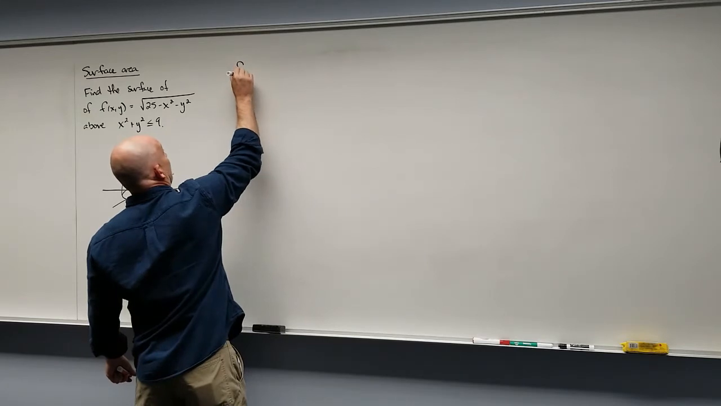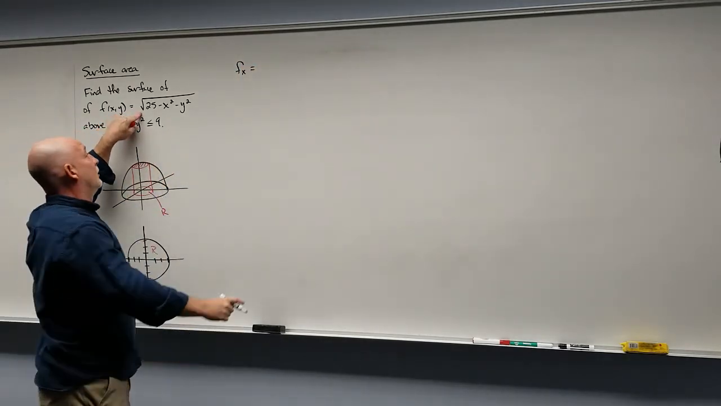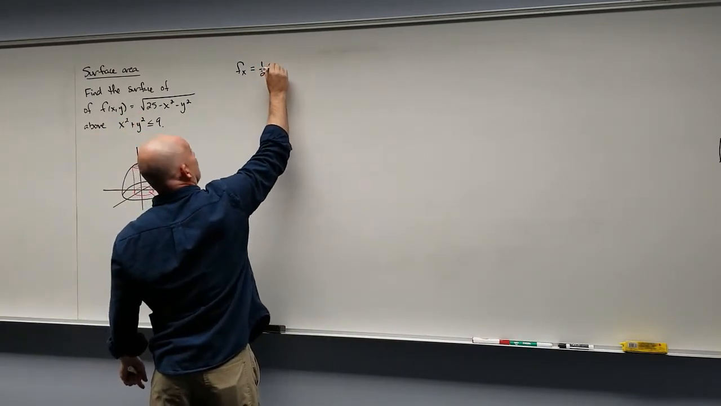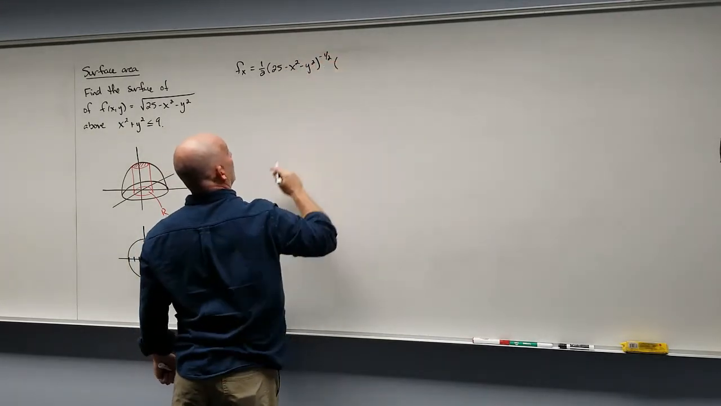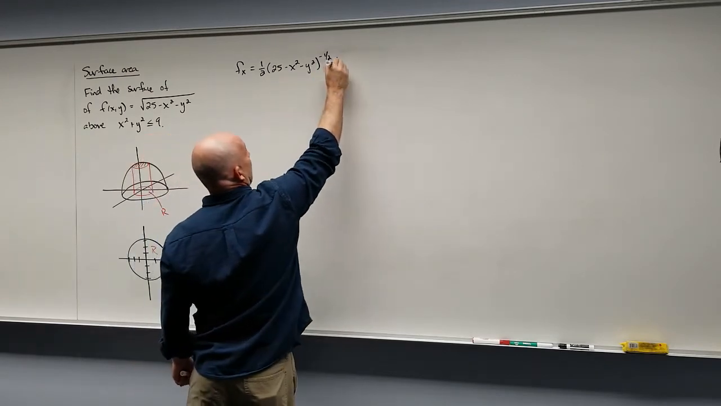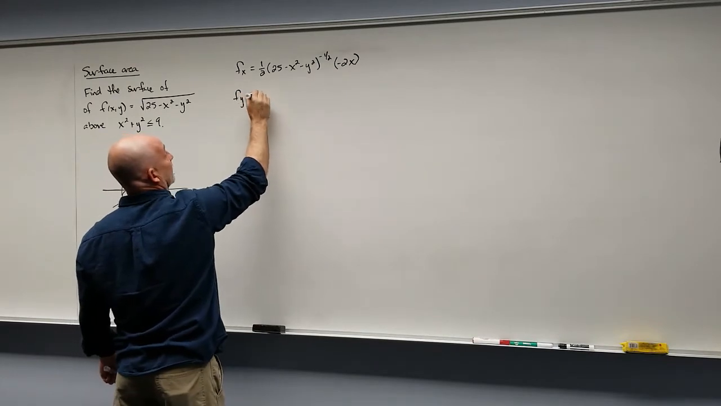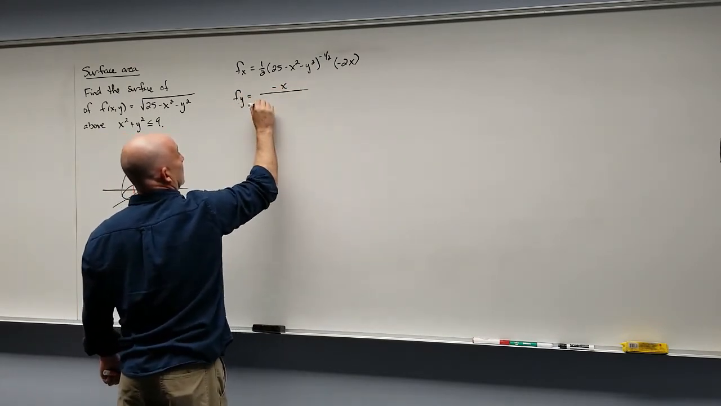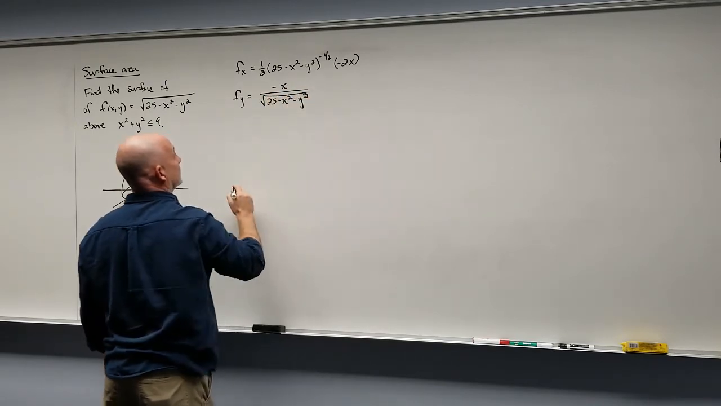f sub x would be the derivative of this with respect to x. So, of course, we've got to do the derivative of the outside: bring down the power, copy the inside, take 1 away from the power, multiplied by the derivative of the inside. So we're taking the derivative of the inside with respect to x, which is just negative 2x. So f sub x is going to be negative x over the square root of 25 minus x squared minus y squared.